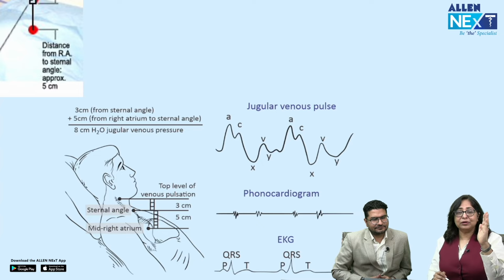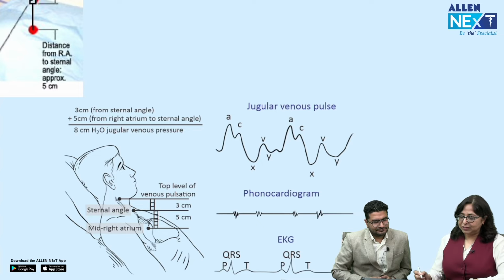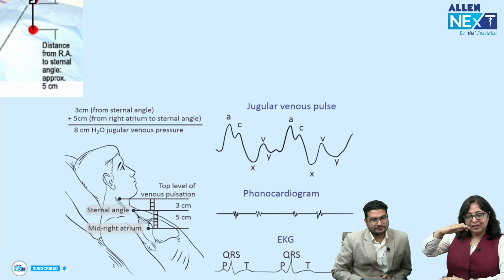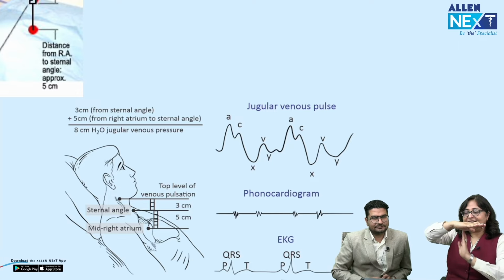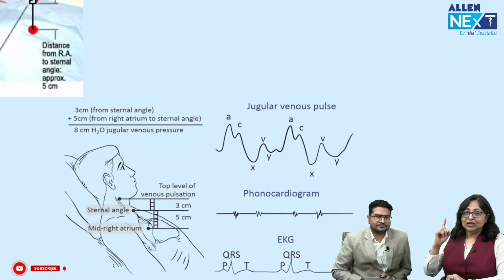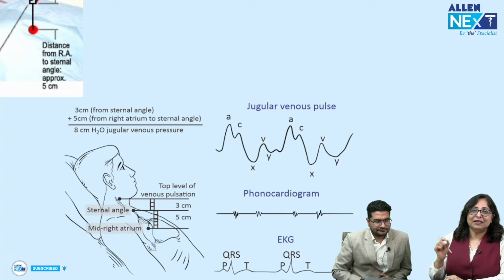But very importantly, you have to keep the patient at an angle of 45 degrees. And that's how you measure the upper level. Keep a horizontal scale and then a vertical one on the angle of Louis. That will give you the JVP. Now remember, JVP is in centimeters of water.